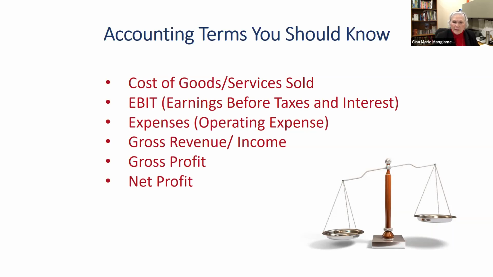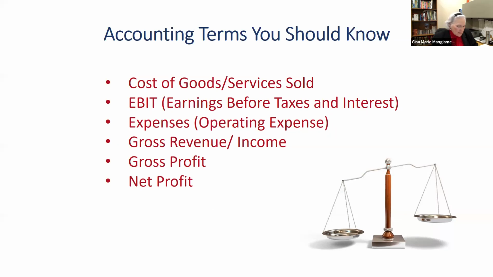Expenses are operating expenses. Gross revenue is income. Gross profit is revenue minus cost. And your net profit is what that total is after you subtract all of your expenses from your gross profit.